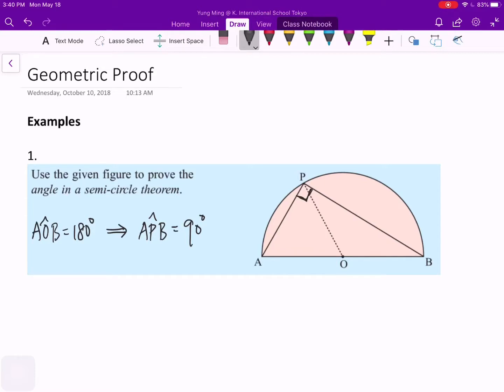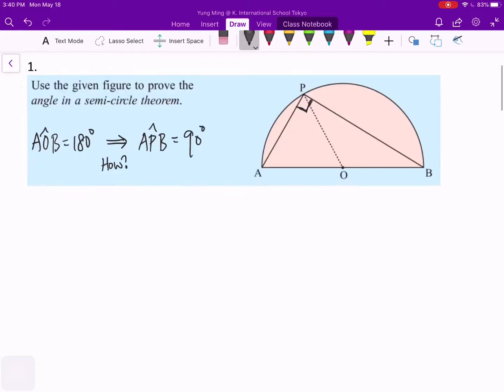So at the end, our goal is to prove that this APB has to be equal to 90 degrees, right? So we know this theorem, but the problem is how. Why does the fact that we have 180 degrees there guarantee that we have 90 degrees there? Okay, so we're gonna go through some steps. Now, the first step that I will claim is the fact that all those OP, OA, and OB are the same because those are what we call the radius. Okay, so the reason behind that, we put a reason at the end, is that we have radius for all of them.